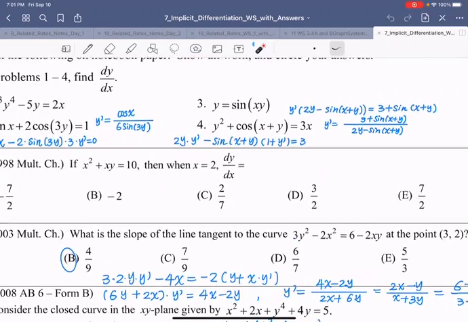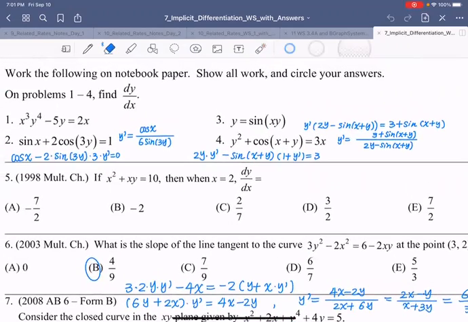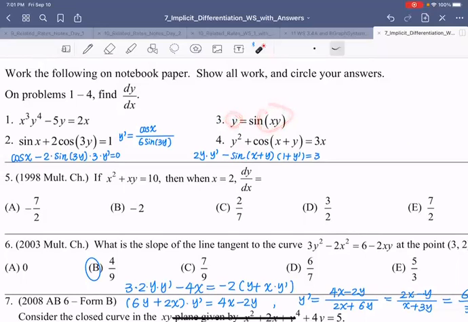Emily, let's go ahead to number 3. How do we do this one? Let's take the derivative of both sides. y prime, or dy over dx, is equal to... So on the left, it's y prime, or you can say dy over dx. It's the same.